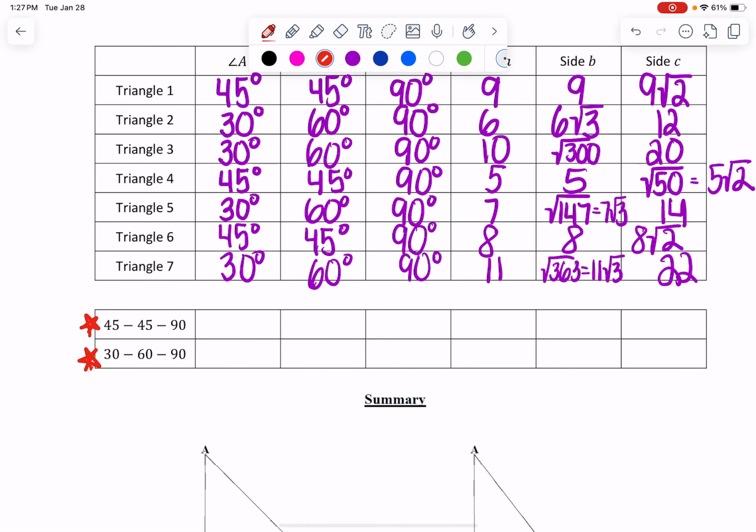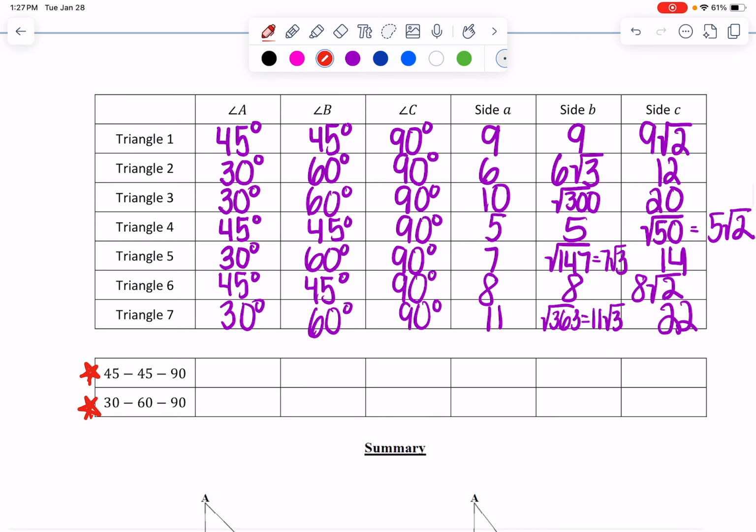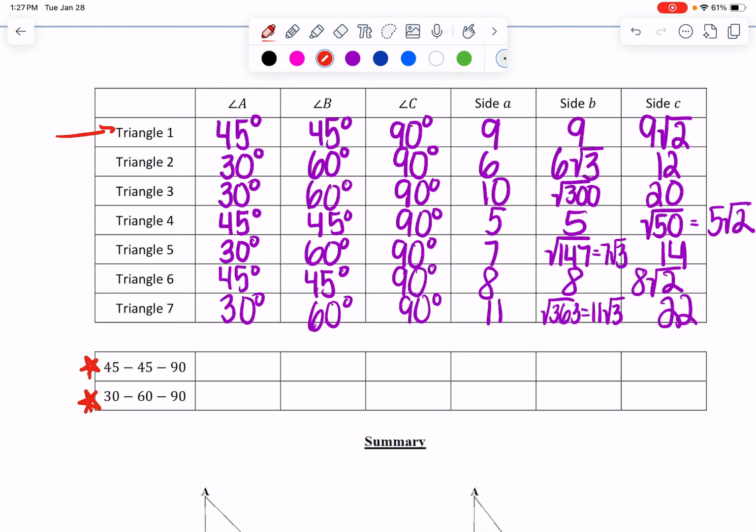This is what's going to be referred to as two types of special right triangles. It's called 30, 60, 90 for the second one, and then 45, 45, 90 for the first one. Okay. So what I'm going to do is point out two triangles. We'll look at triangle number 1, the 45, first. So this one you have 45, 45, 90. If we look at the sides, the two legs in this case, those are the same.